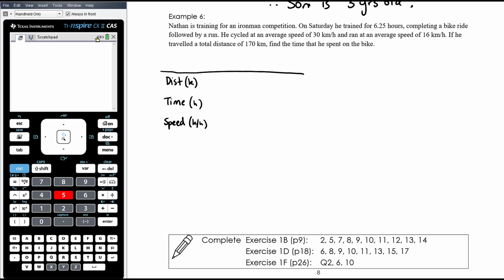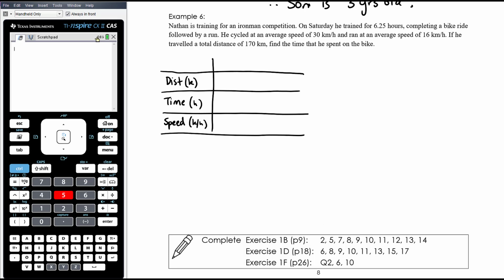Then we're going to have, what does he do? He does a bike ride and then a run. So let's have the bike and the run. And then we might also have information about totals, which we do because we've got the total distance. Total speed's a meaningless concept. You can't have total speeds, there shouldn't be anything in that box, but there are 8 quantities that we're dealing with here. Let's fill in what we know.